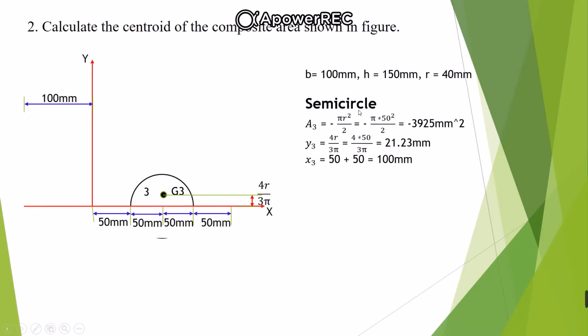For the semicircle, A3 is equal to, we are removing the semicircular section from the composite section. That is why we are putting a negative sign for area. So pi r square by 2, which is equal to minus pi into 50 square by 2, which is equal to minus 3925 mm square. Since we are removing the semicircular section from the composite section, we are giving a negative sign here. But the x and y coordinates, since the point G3 lies in the first quadrant, both will be positive. So y3 is equal to 4r by 3 pi from the x-axis, it is 21.23 mm, and x3 will be 50 plus 50, right, which is equal to 100 mm.